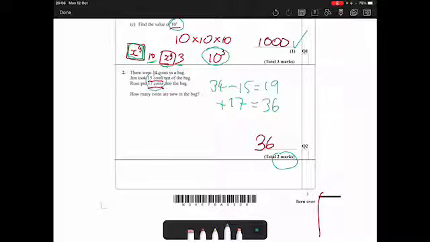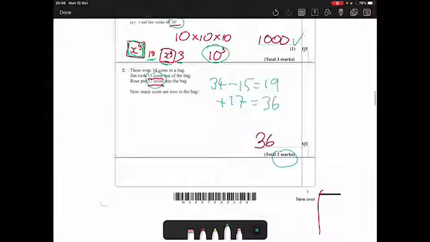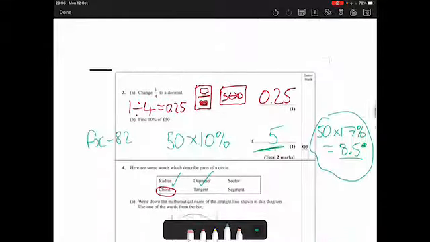A very easy way of looking at this is if 15 have gone out and 17 have gone back in, you could simply just add 2 to go from 34 to 36. It's a far easier way of doing it.